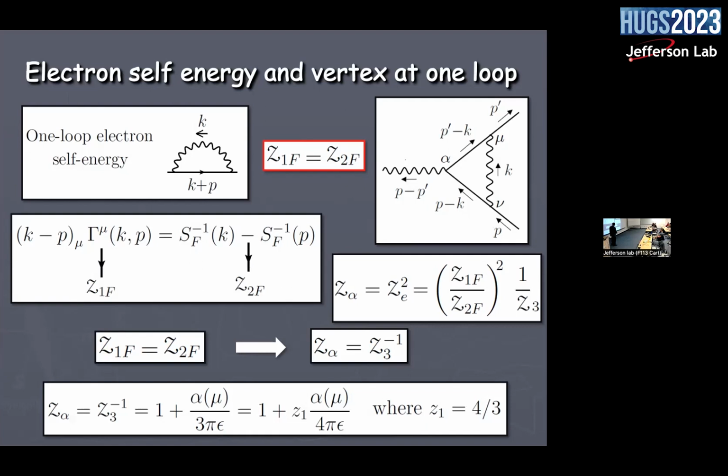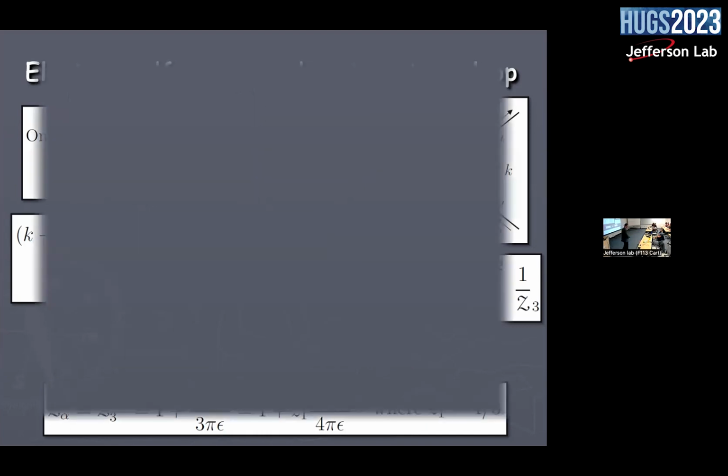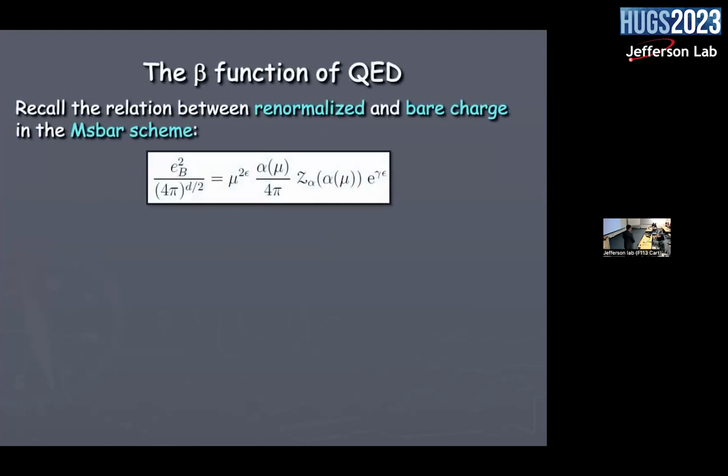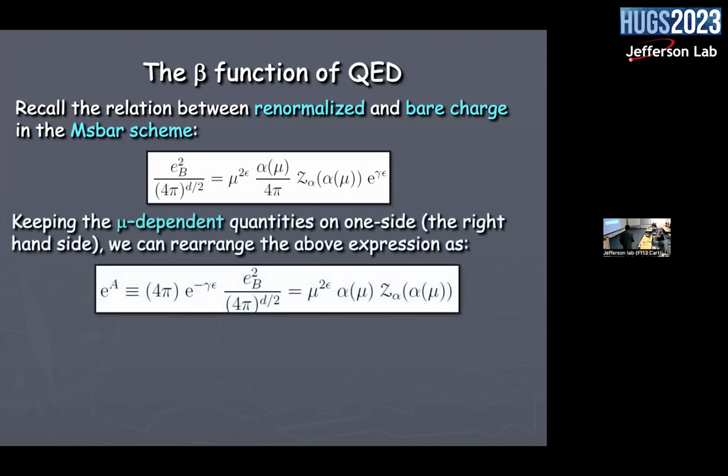This 4 will cancel with 4. In fact, we'll have 3. So this Z1 is 4 over 3. And this is the renormalization constant for the charge, the charge which couples electron to the photons.